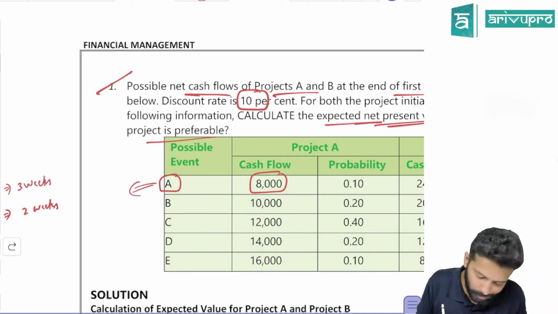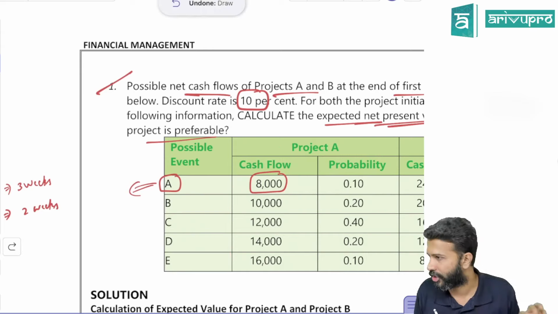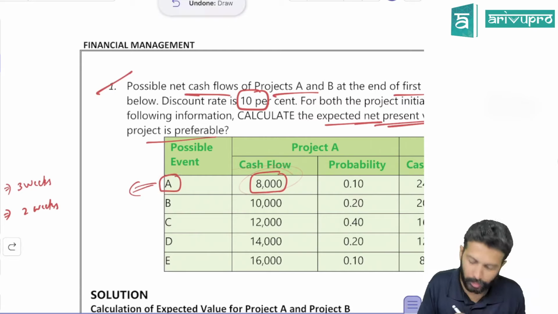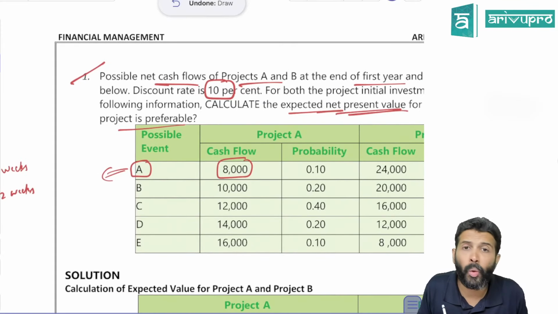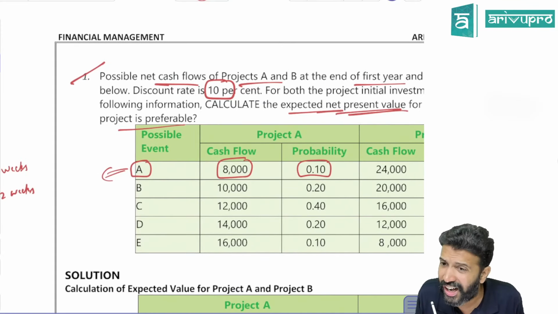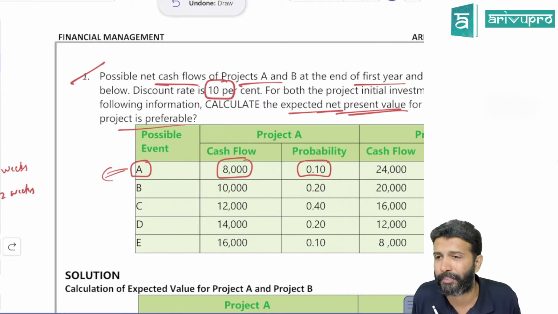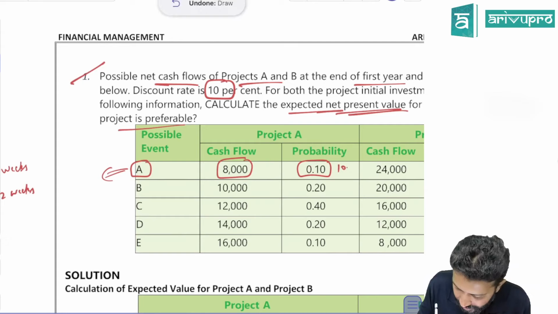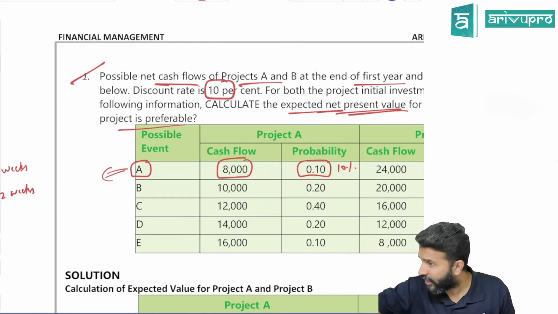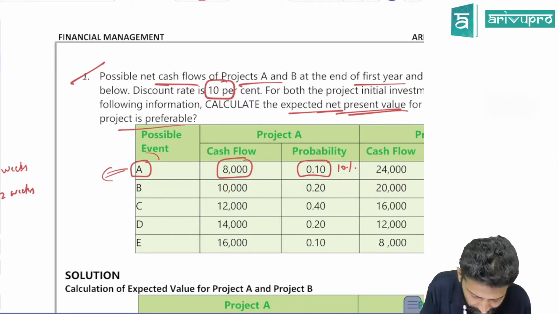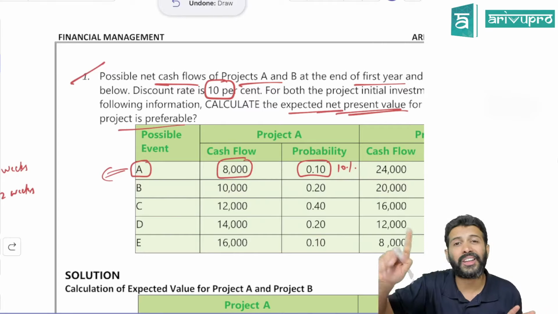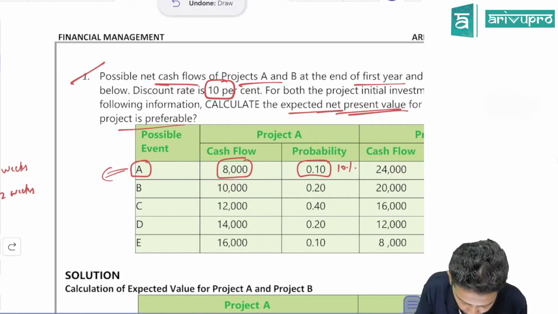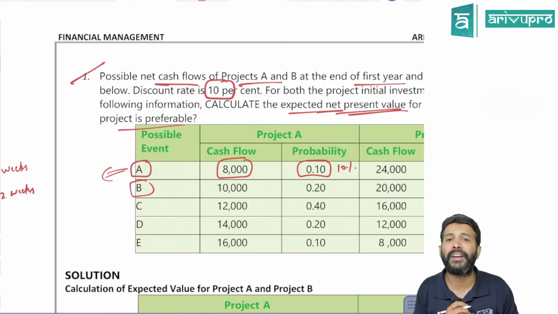Due to some events, your cash flows could change. More importantly, do you understand the meaning, everybody? So if this event happens, 8,000 will be the cash flow. And they are saying there is a 10% chance that event A will occur. Probability is your chance percentage. 0.1 means how much, sir? 10%. There is a 10% chance that in the first year, event A is going to happen. That means there is a 10% chance that I'll achieve a cash flow of 8,000. Now you tell me, how much percentage chance for event B is there?